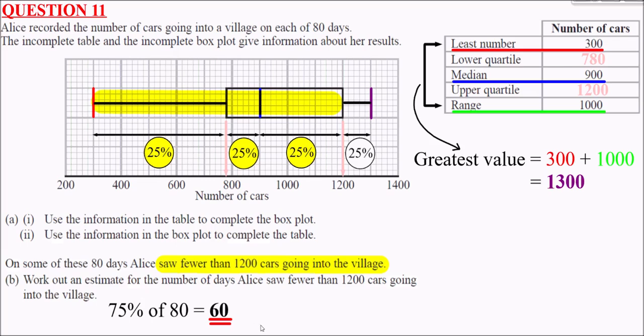So the number of days you saw fewer than 1200 cars going into the village is 60, and therefore the number of days where it would be more than 1200 cars would be 1/4 of 80, which is the other 20 at the higher end.